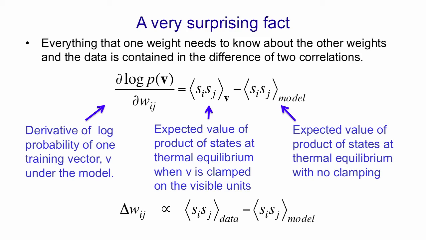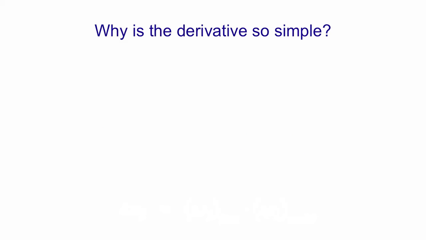You can also think of this as the first term is like the storage term for a Hopfield net, and the second term is like the term for getting rid of spurious minima. And in fact, this is the correct way to think about that. This rule tells you exactly how much unlearning to do.